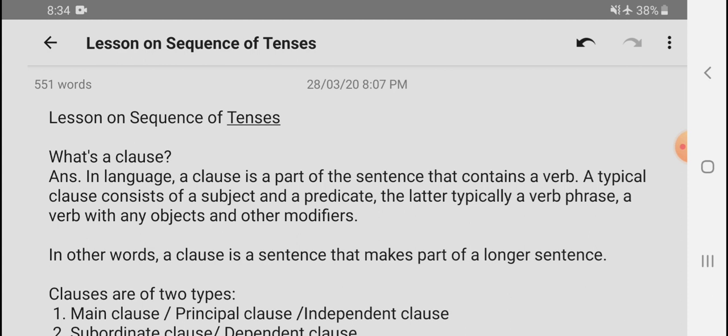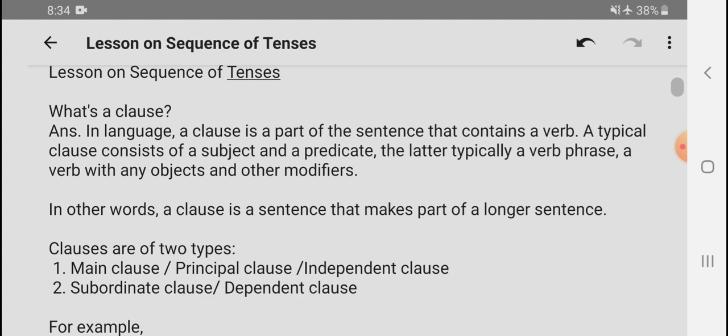Let's take a look at what's a clause. In a language, a clause is a part of a sentence that contains a verb. A typical clause consists of a subject and a predicate, the latter typically a verb phrase, a verb with any objects and other modifiers. So here you can see that a clause is just like a sentence. It will contain a subject, it will contain a verb, and it will have an object in most cases, and it may have a verb phrase as well, and it may have objects that may work as modifiers.